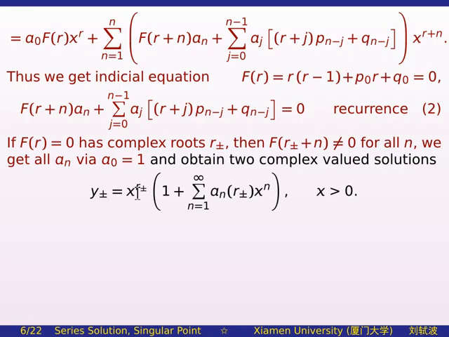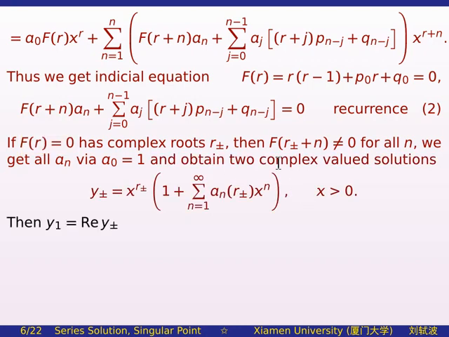Therefore, we obtain the two solutions. For r plus, we have a solution, with the corresponding a_n denoted by a_n(r plus). Similarly, for r equal to r minus, we also have a solution denoted by y minus, where the exponent of x in this possibly singular term is r minus, and the corresponding coefficient is a_n(r minus). Okay, so this is the case that capital F of r equal to 0 has complex roots, which are a pair of conjugate complex numbers.